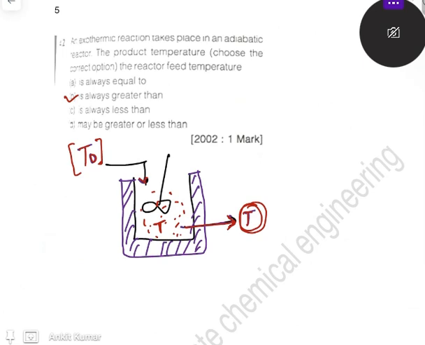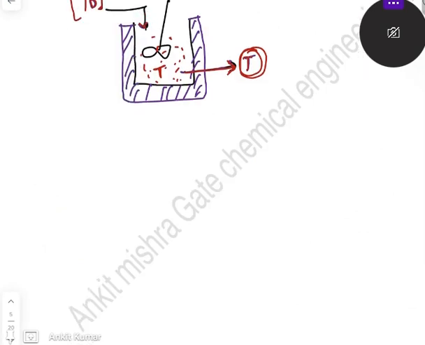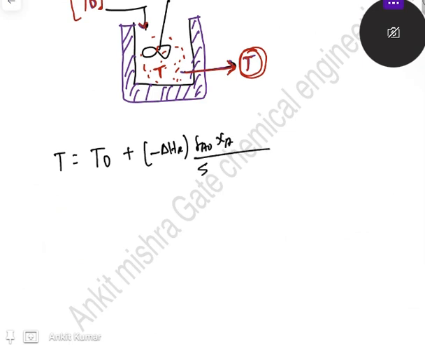And when we talk about the endothermic reaction, definitely for endothermic reactions, the outlet temperature of product will be less than the inlet temperature. So if I tell you the concept regarding these things, let's say T is equal to T naught plus minus delta H of R, and obviously Fa naught Xa upon summation of Fi Cpi, right?